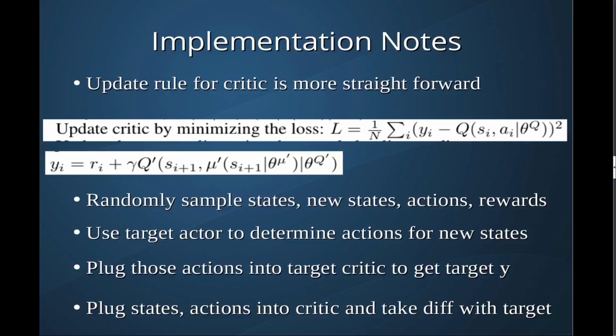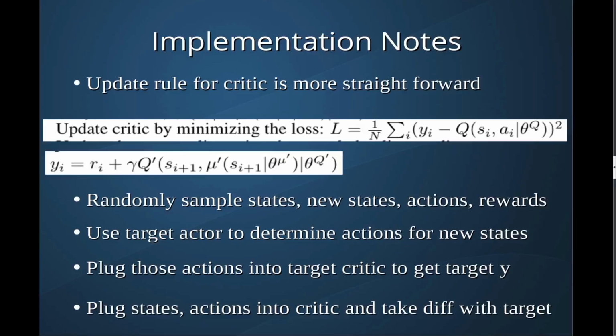So in code, this is going to be relatively straightforward as well. We're going to have a sample function to get states, new states, actions, and rewards. We're going to plug in the new states into the target actor network, get some output. We're going to plug that output into the target critic to get our target y, and note it is s sub i plus 1, so it is the new states that we get from our memory buffer. And then we're going to plug the current states and actions from our memory into the critic and take the difference with the target. So it only looks kind of scary on paper. When you see it written in code, it'll make much more sense.